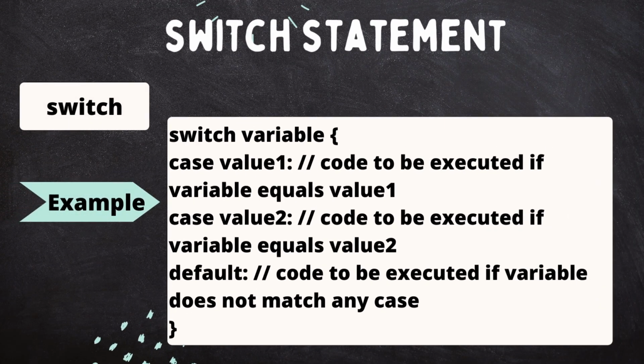Moving to our last condition, which is the switch statement. The switch statement provides a cleaner way to write multiple if-else conditions. For example, it starts with the switch keyword followed by the variable, then curly braces. Inside the curly braces, we need to define the multiple conditions using the case keyword, like case value 1, then execute this, and case value 2, then execute this. The default one will execute when none of the previous conditions were met.